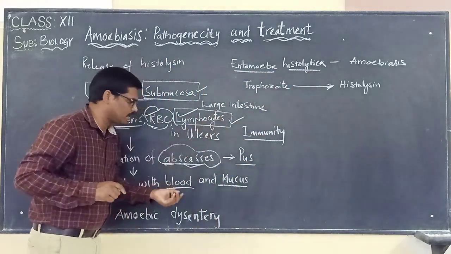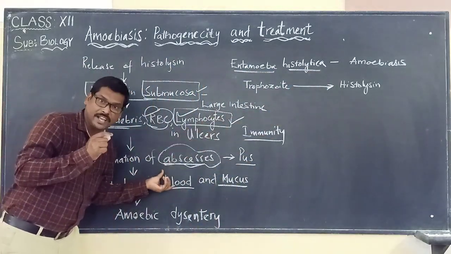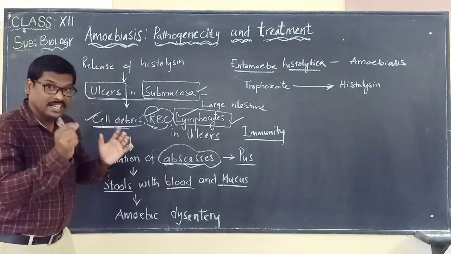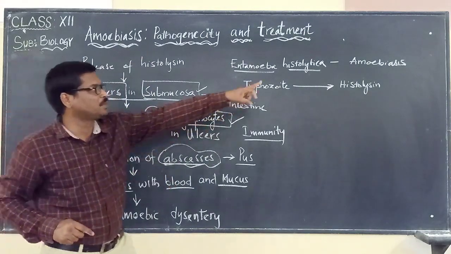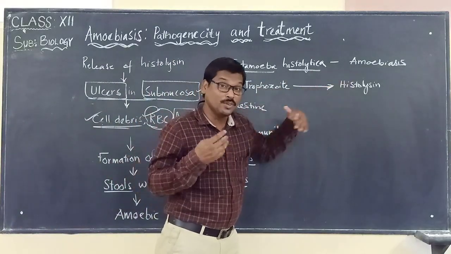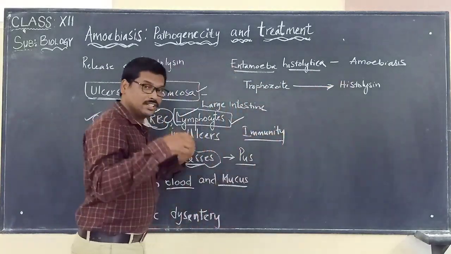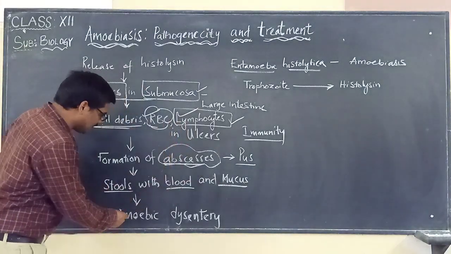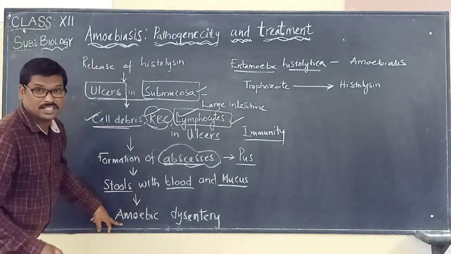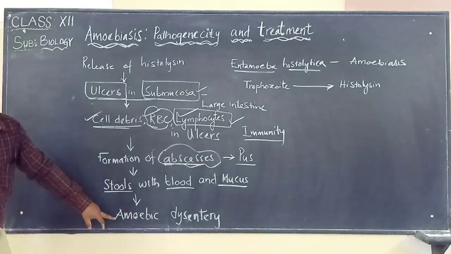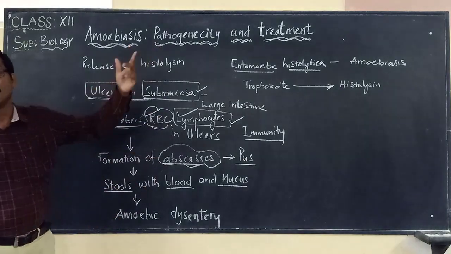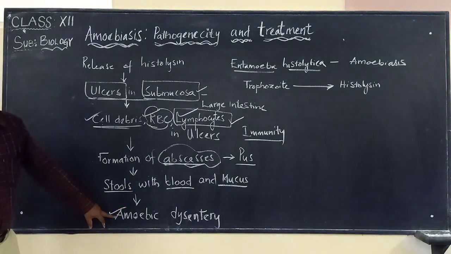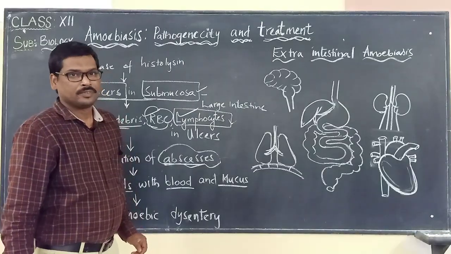So this is very important. This is the point of identification to understand that he or she may be suffering with what? Amoebiasis. How do you say that they are suffering with amoebiasis? The stools will be with blood and mucus. Then we can say that particular person is suffering with what? Amoebic dysentery, or otherwise we are calling it as amoebiasis. So this is the name that we are using now, amoebic dysentery.